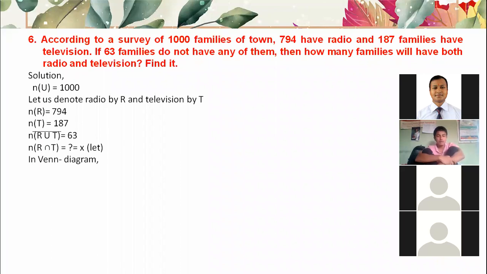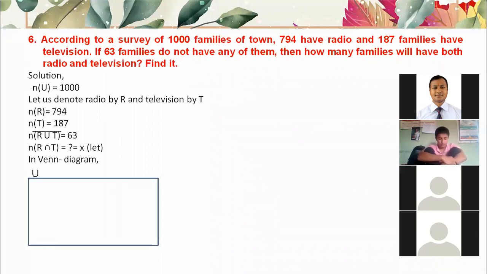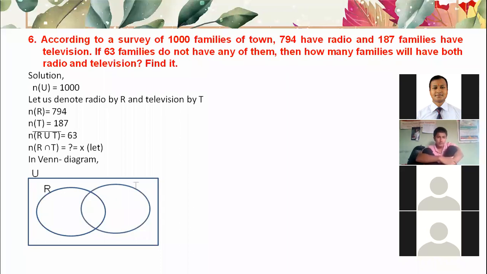So at first take the universal set U and sets for radio as well as for television. And R intersection T, how many families will have both radio and television? That is the question to us. We don't know, and we said let it be X. So we have to put X in the middle because this is the common region.